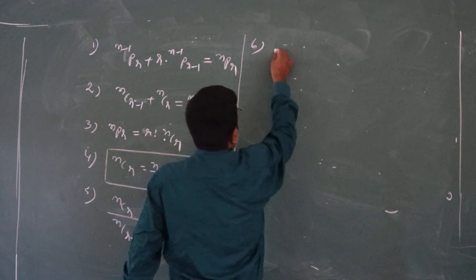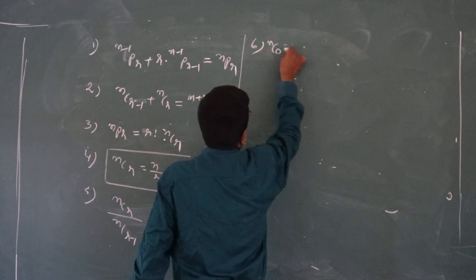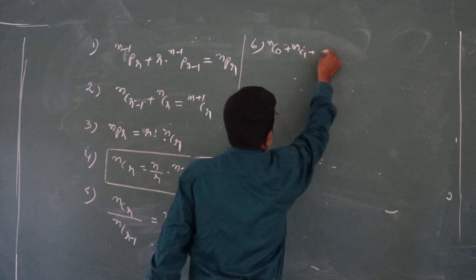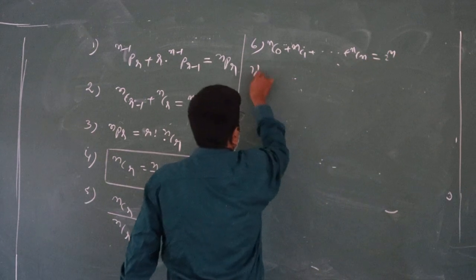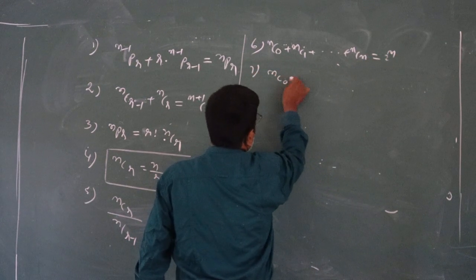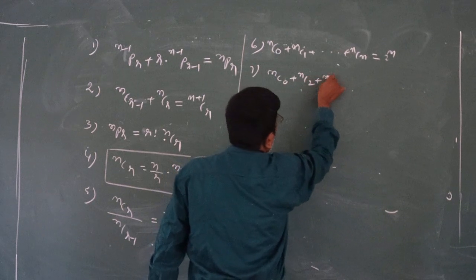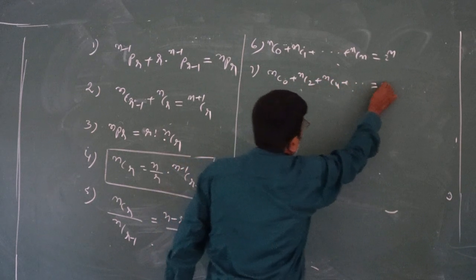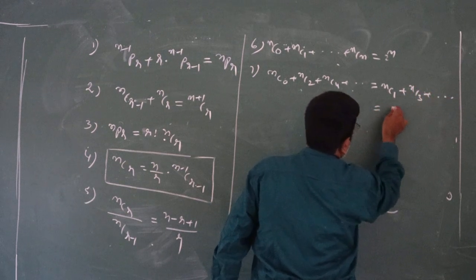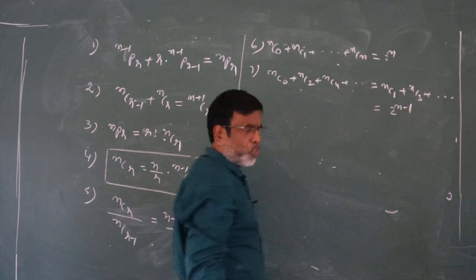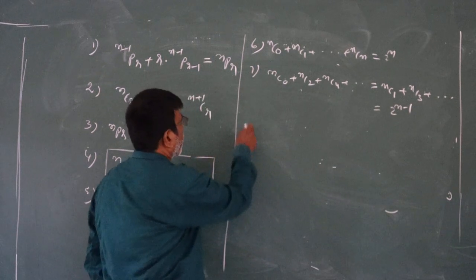Now the sum of all binomial coefficients NC0, NC1 and so on up to NCn is 2 power n. This is also very advantageous. NC0, NC2, NC4 and so on is the same as NC1, NC3 and so on. This is nothing but 2 power n minus 1. This formula is most advantageous.